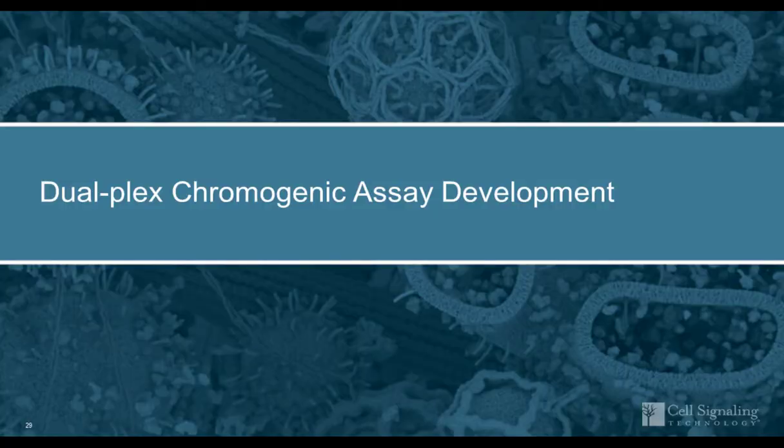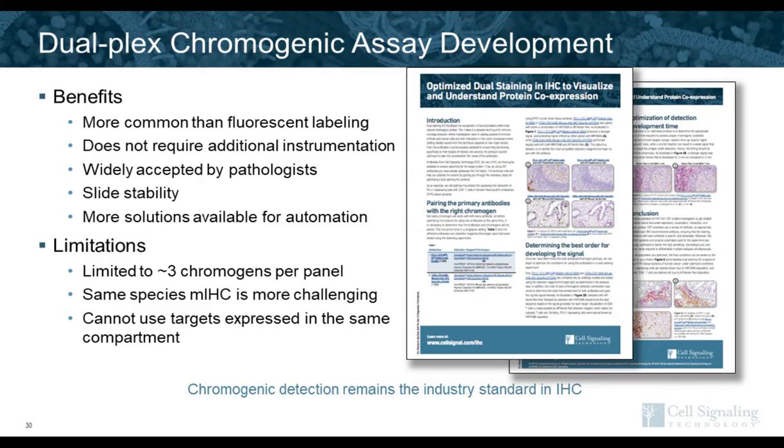So now I want to switch gears and talk about dual-plex chromogenic assay development. So of course there are benefits and limitations to dual-plex staining in the chromogenic setting. So as far as benefits go, it's more common than fluorescent labeling. It doesn't require additional instrumentation such as a fluorescent microscope or image analysis software. Chromogenic staining is widely accepted by pathologists.